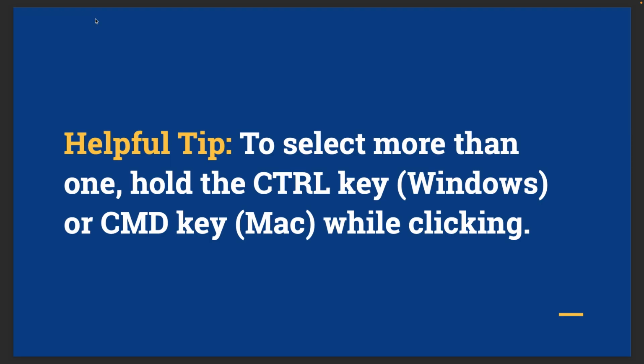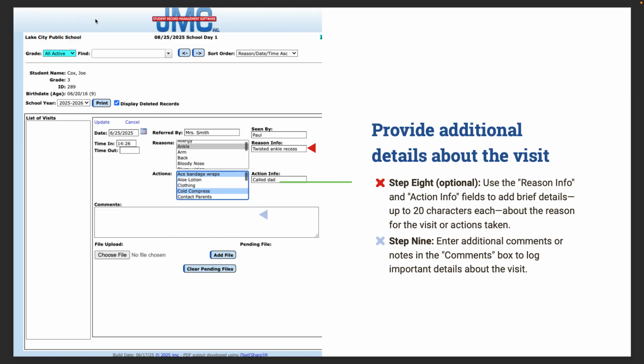Helpful tip, to select more than one, hold the Control key in Windows or the CMD key on a Mac while clicking. Step 8, use the reason info and action info fields to add brief details, up to 20 characters each, about the reason for the visit or actions taken.